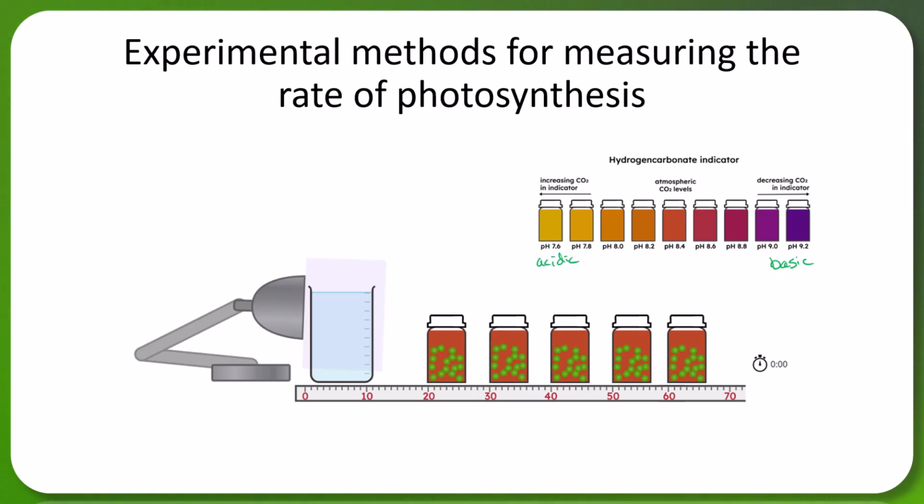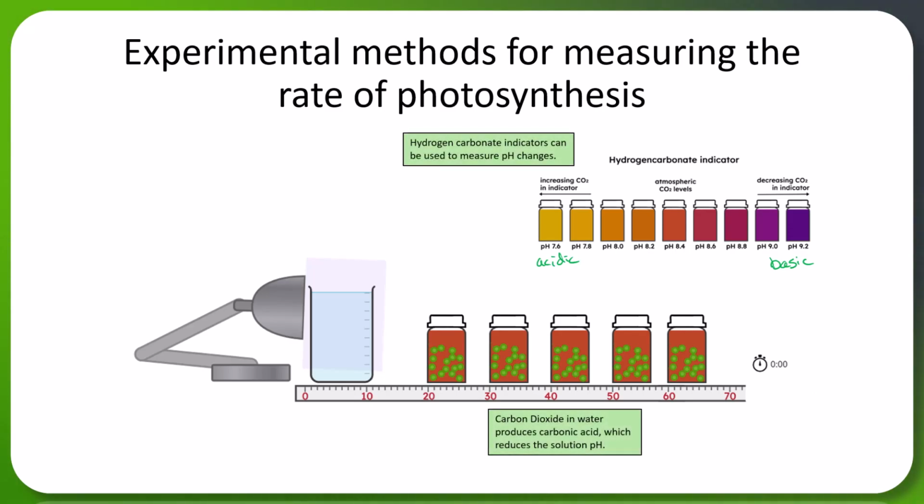and this would be the more acidic end of that pH range. The reason we use these indicators is because CO2, when in solution, is going to change into carbonic acid. So carbon dioxide in water produces carbonic acid, which reduces the solution pH. As CO2 concentration increases, it's going to cause the color to shift more to this yellow range. And if CO2 concentration decreases, it's going to cause the shift to the purple range.